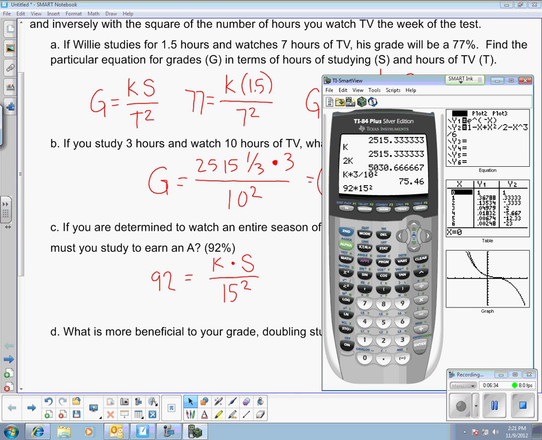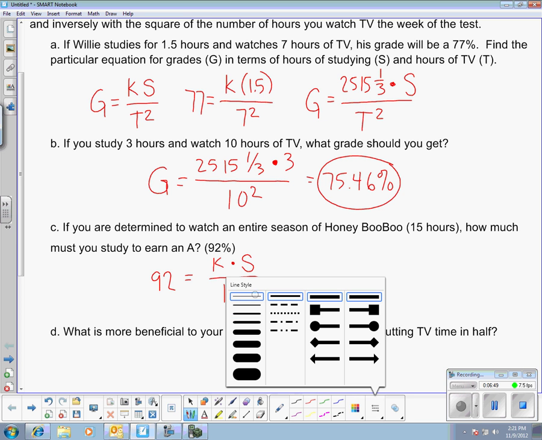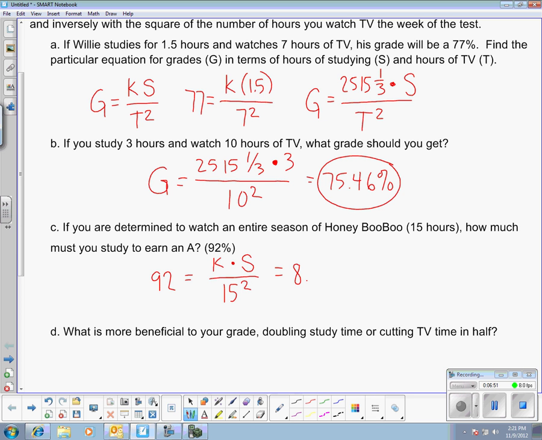So when I multiply 92 by 15 squared, I get 20,700. I need to divide that by K. You can still use K. And I'm going to need to study for 8.23 hours to get that A. Okay?